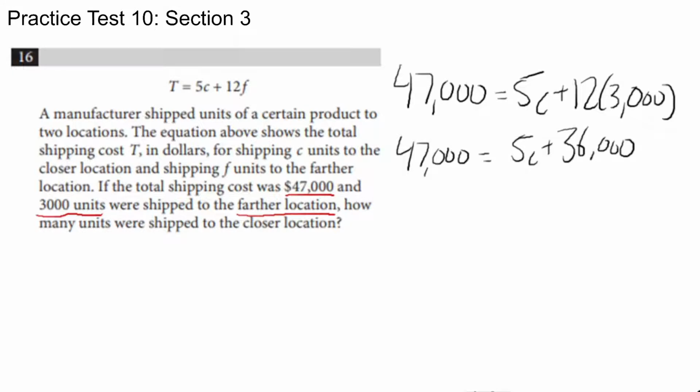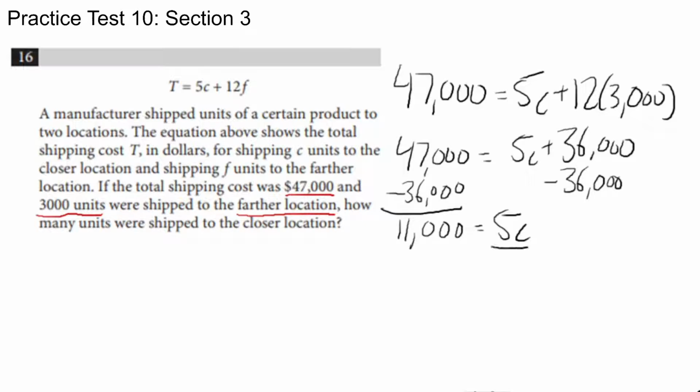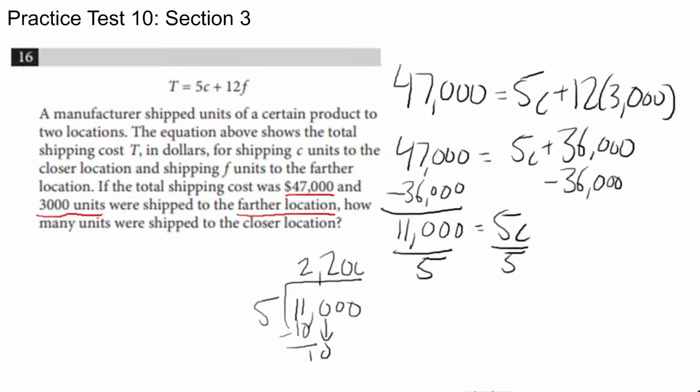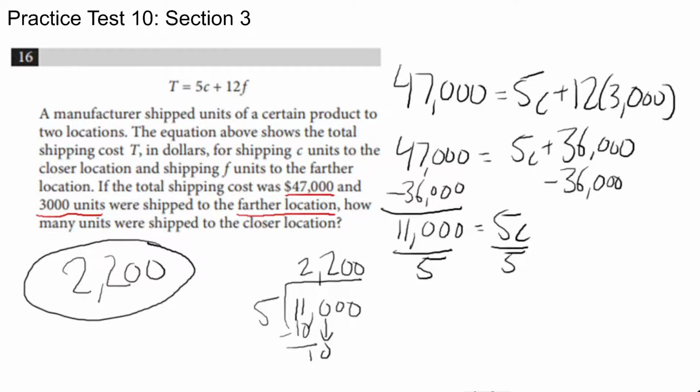I'm trying to get C alone, so I'm going to subtract my 36,000 from both sides of my equation. When I do that, I'm going to get 47,000 minus 36,000 is equal to 11,000, and that's equal to 5C. Then I have to divide both sides by 5. If I do 11,000 divided by 5, 5 goes into 11 twice, subtract, bring down my 0, I'm going to get 2,200. So 2,200 is going to be my final answer.